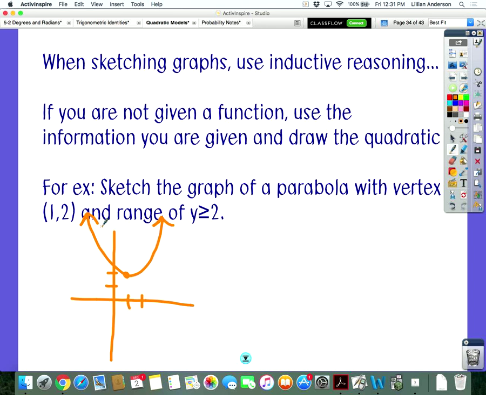So, yes? If it's less than 2, then it goes down. It would open down because then it would have been all the y values from negative infinity all the way to positive 2, no higher. Okay? So, whiteboards, I want you guys to sketch a few of these diagrams.